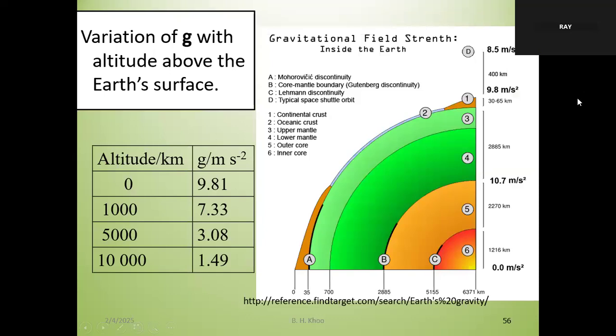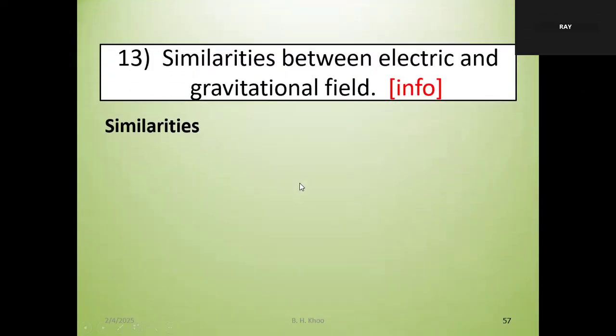This is just for your info, how it varies. Earth surface 9.81, 1000 kilometer is 7.33. Just for your info only, no need to worry about that.